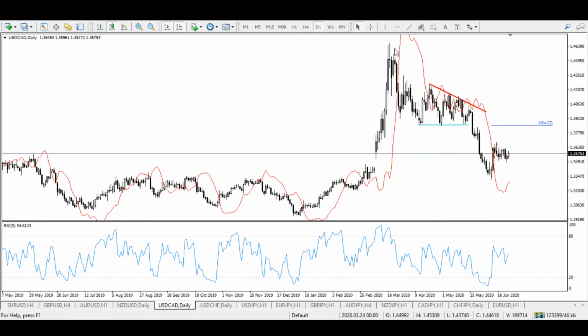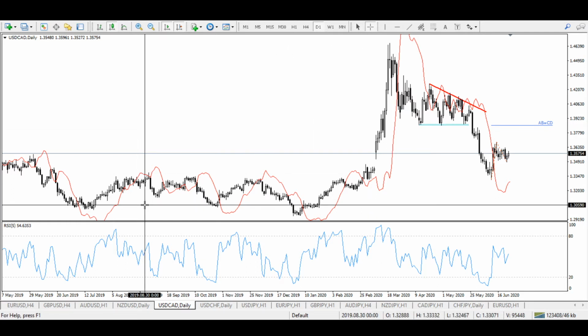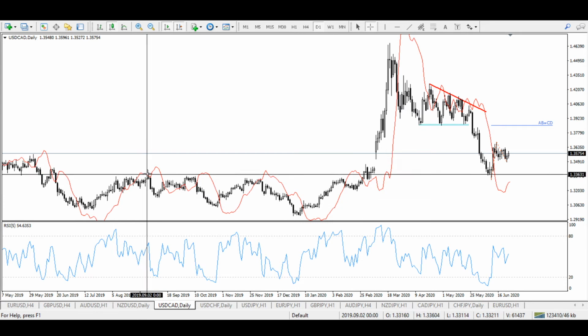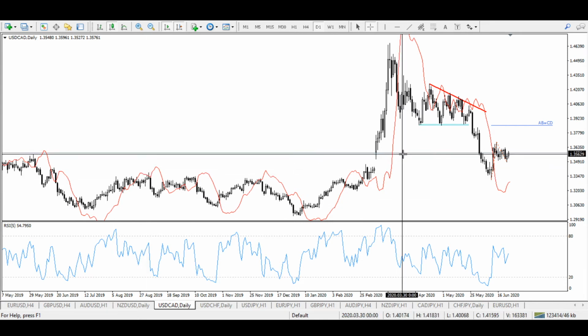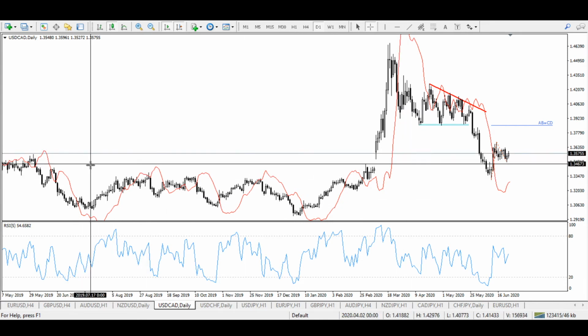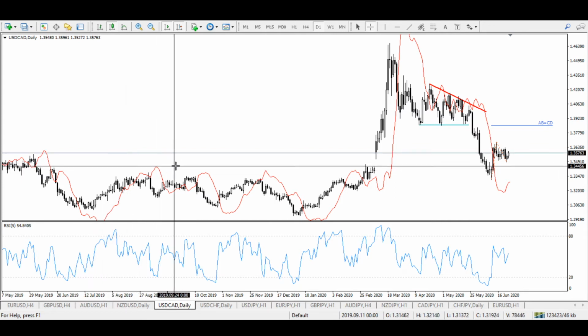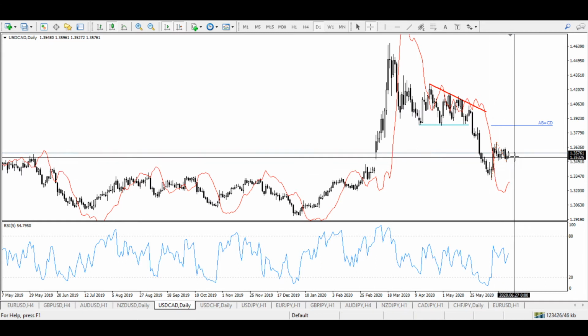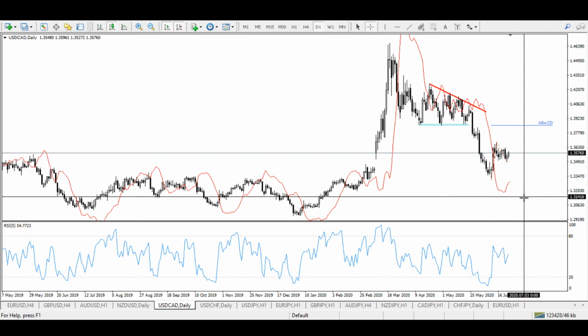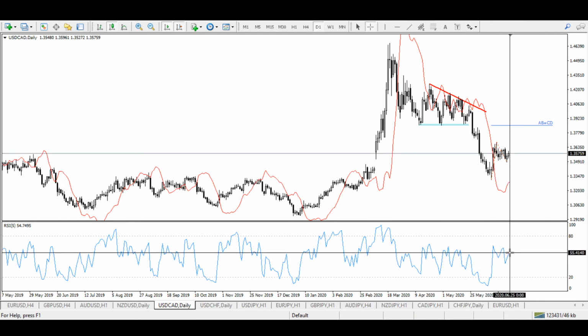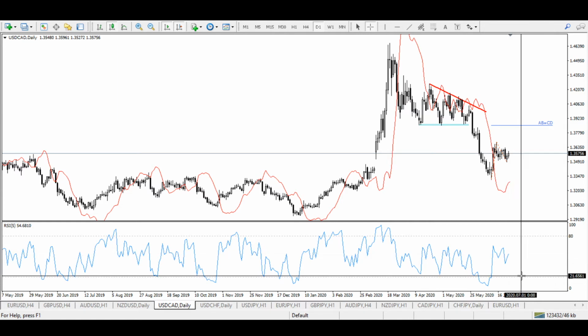Also, there is one more thing. Before this movement caused by coronavirus, USD CAD used to trade between a range of 1.30 and 1.35. So market is still at the upper border of its previous range, the range of the normal market condition. So there is enough room to move to the downside. Even if we look at the RSI, there is enough room to move to the downside.